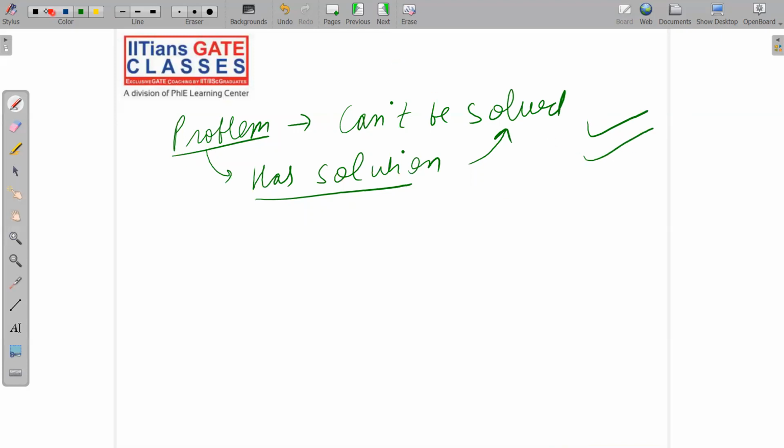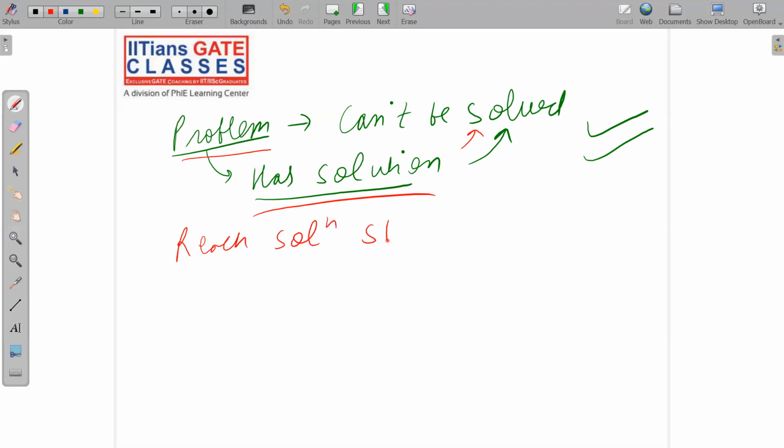Say, in the first go, you will be thinking that this is a meaningless thing. See, we know that the problem has a solution, so obviously we can solve it. Solve means we can reach the solution step by step.